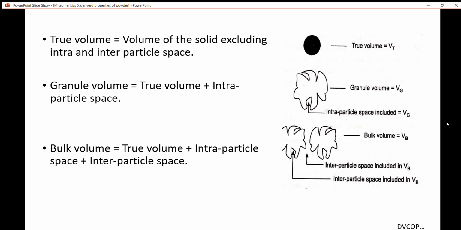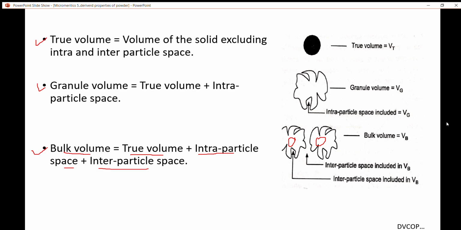Before moving to the next density type, first we will understand the difference between the true volume, granular volume, and the bulk volume. This bulk volume is equal to the true volume of a particle plus intraparticle spaces plus interparticle spaces.